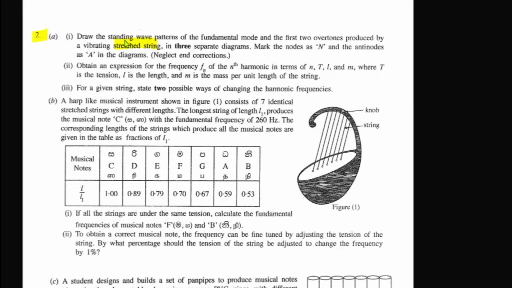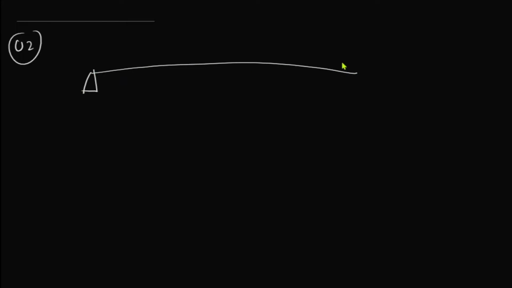What they're saying in the first question is: draw the standing wave patterns of the fundamental mode and first two overtones produced by a vibrating stretched string in three separate diagrams. Mark the nodes as capital N and antinodes as A. So this is a simple question, guys. There is a stretched string.